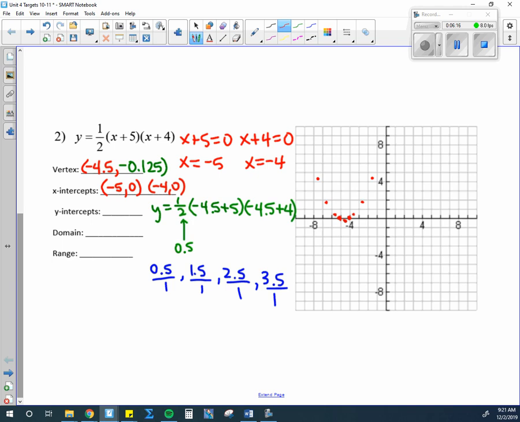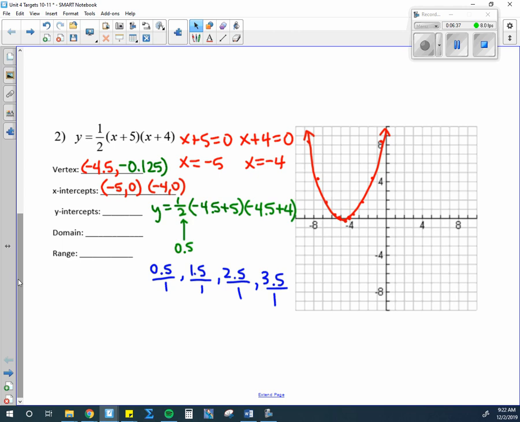So here's 1, 2, 3.5 over 1. And there's my graph. Okay, so again, just do your best with those decimals and you should be fine.